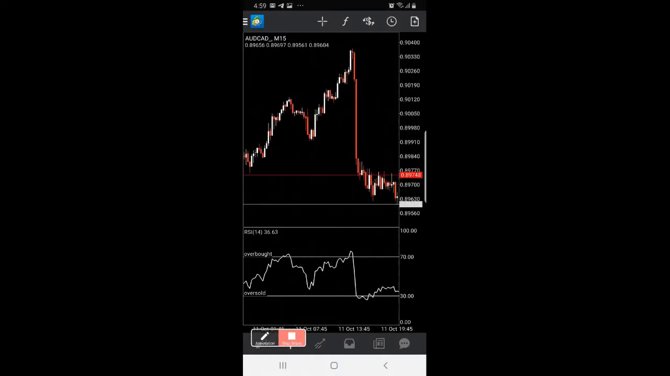Okay. Right here. Price got to here, your overbought level. As you can see up here, price dropped.